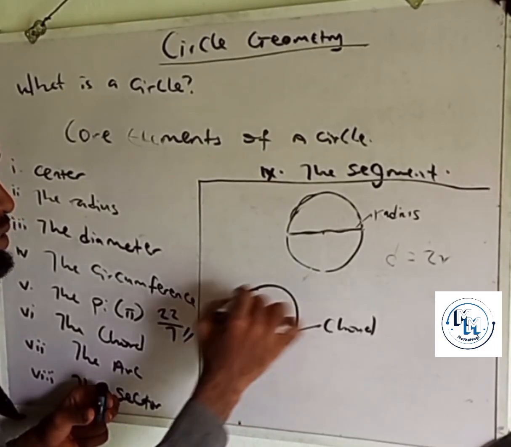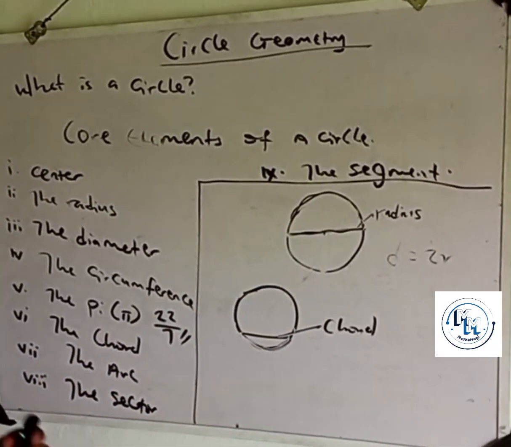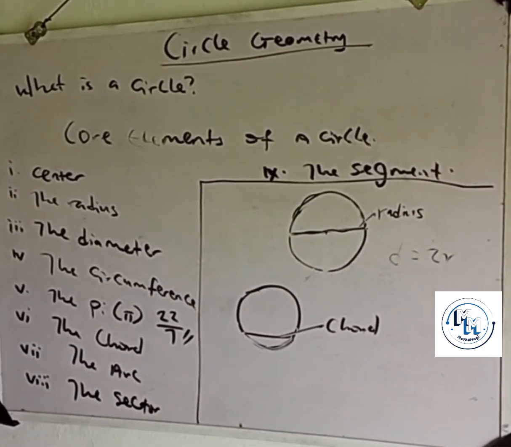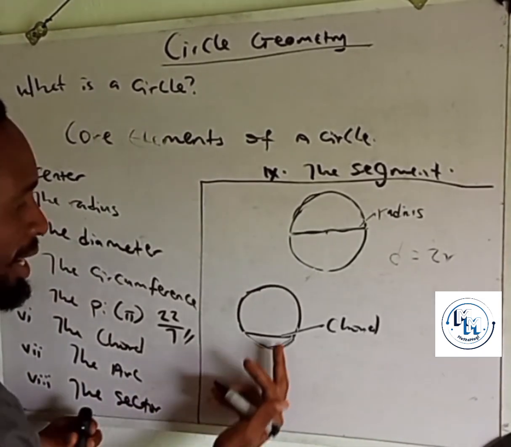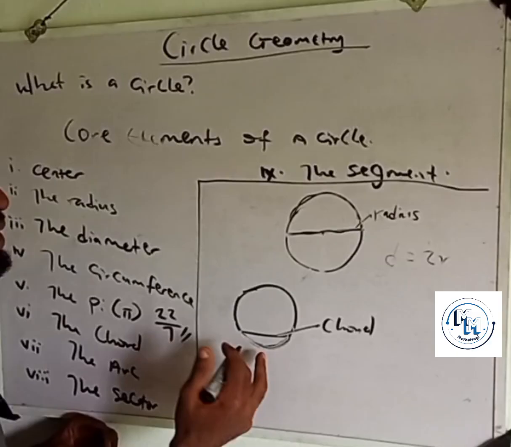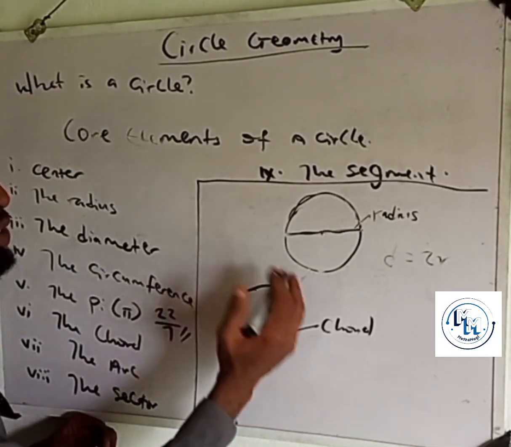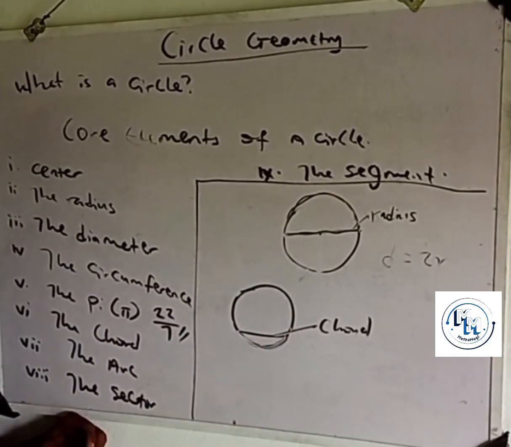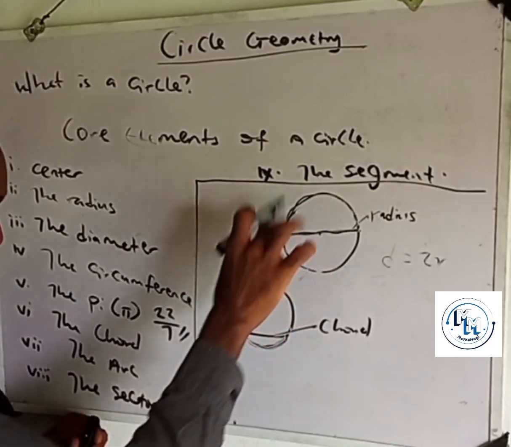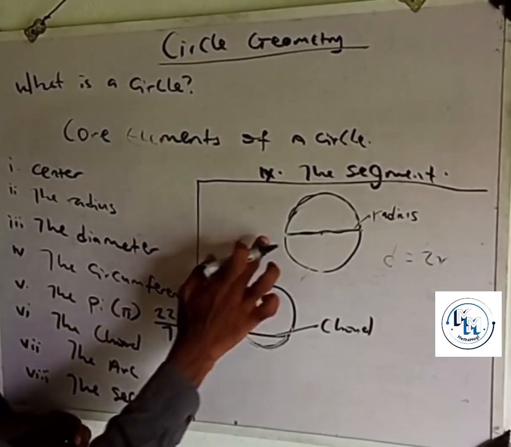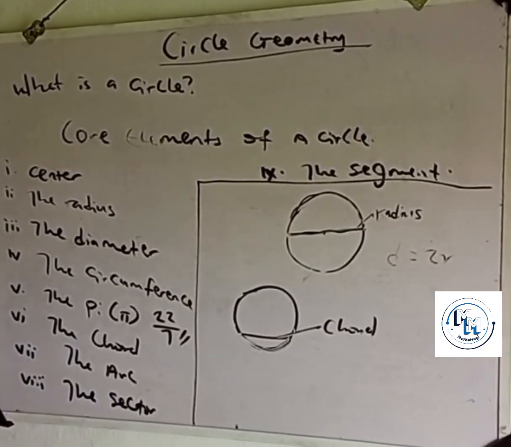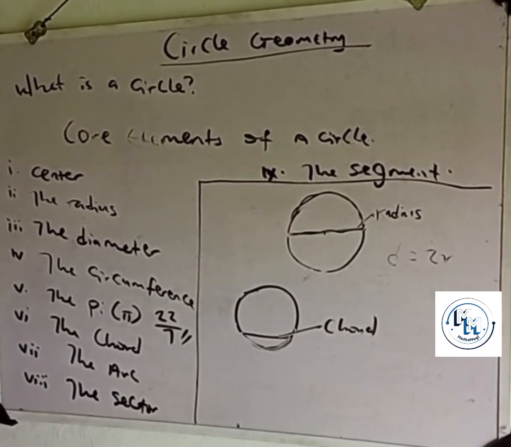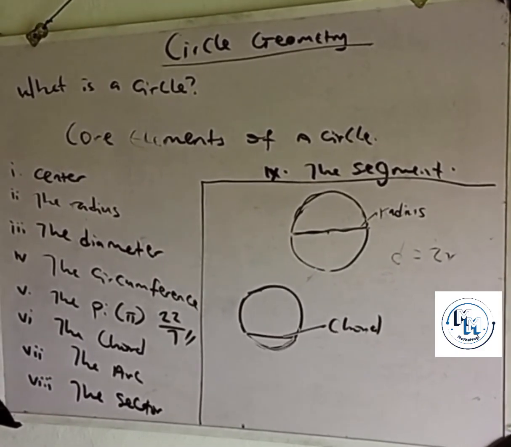Do you understand? Whenever we have a chord on a circle, we have 2 arcs. We have the minor arc and the major arc. The minor arc is the smaller arc, while the major arc is the bigger arc. Whenever we have a diameter, we have 2 equal arcs, because this is an arc, this is also an arc. Subsequently, we'll do calculations on all of these things, but today, I just want to expose you to this concept.